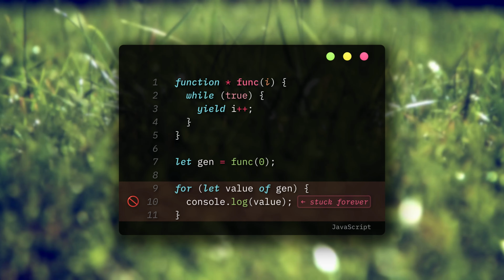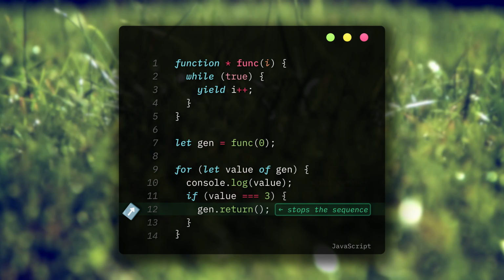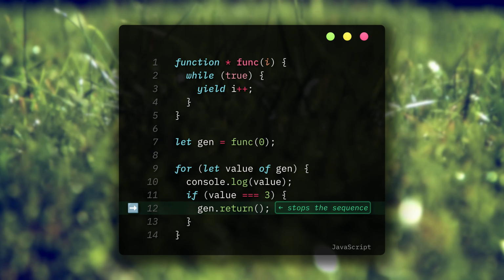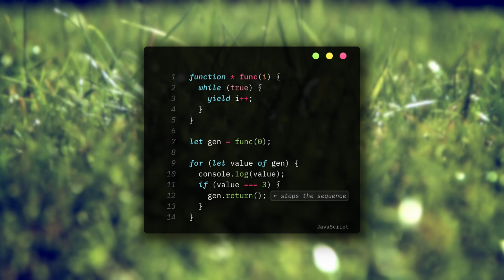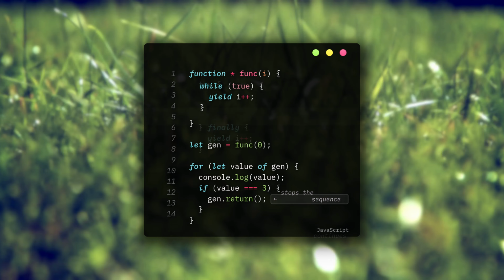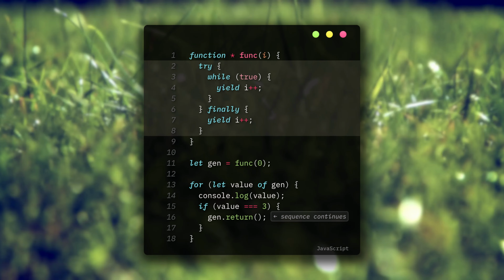Remember that whoever's controlling the generator can force a termination of the generator by using the return method. Remember, this inserts a return statement into the generator function, causing the sequence to abort early. Or does it? Well, it depends on the generator function itself. The generator function is just JavaScript. We can write whatever code we want in there. And if we want to stop the user of our generator from stopping the sequence, we can subvert their calls to return quite easily by wrapping our entire code in a try finally block.